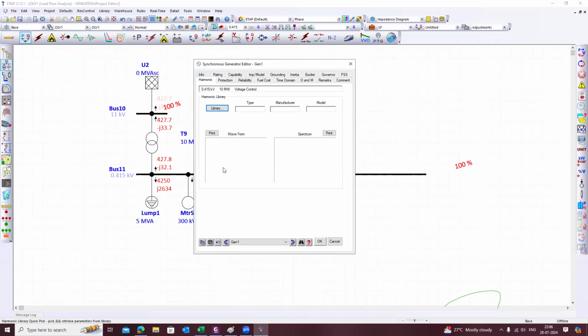And next, this is the harmonic. If you have the harmonic pattern of the generator, that can be given here.